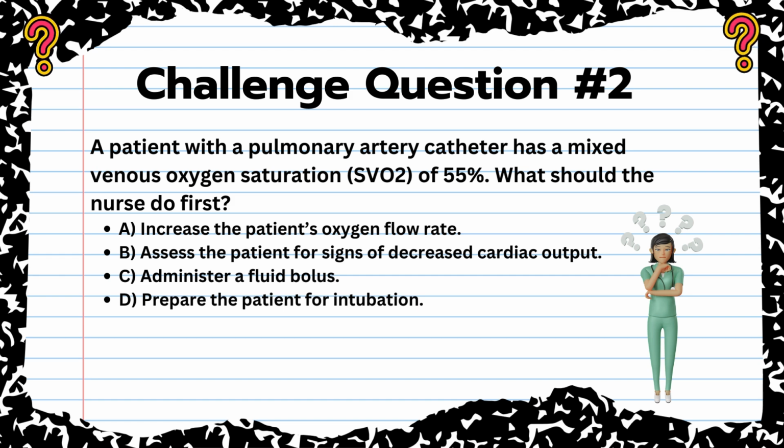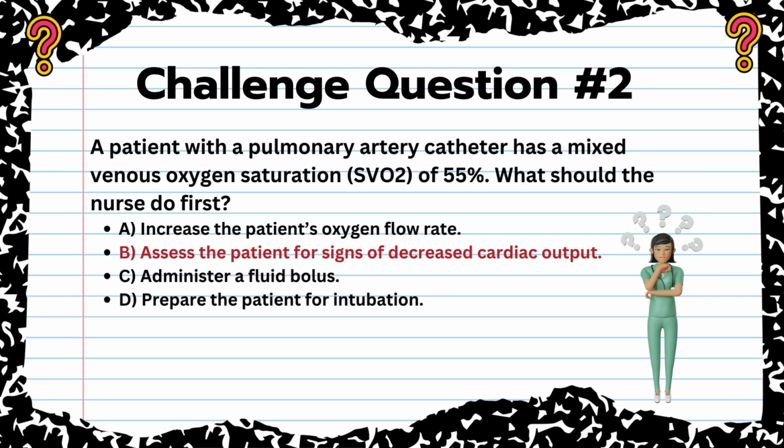And then, challenge question number 2. A patient with a pulmonary artery catheter has a mixed venous oxygen saturation, SvO2, of 55. What should the nurse do first? Pause, think about it. Now that you know about it, don't cheat. What did you say? Did you change your mind?